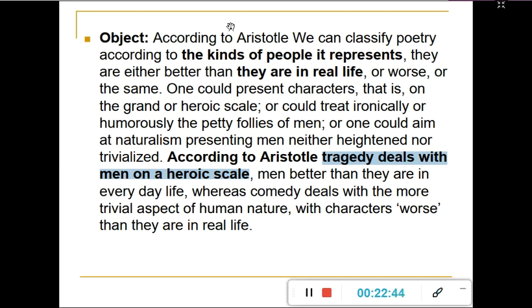فبيقول لي إيه؟ بيقول Aristotle tragedy deals with men on a heroic scale. Tragedy: men better than they are, أو هما بيحطهم على the heroic scale، أو better than they are in everyday life، أو الكوميدي، لأن الكوميدي أكيد زي ما درسته في الدراما نوع من الأنواع برضو دراما زي التراجيدي، أو إن الكوميدي deals with the more trivial aspects of human nature, with characters worse than they are in real life.